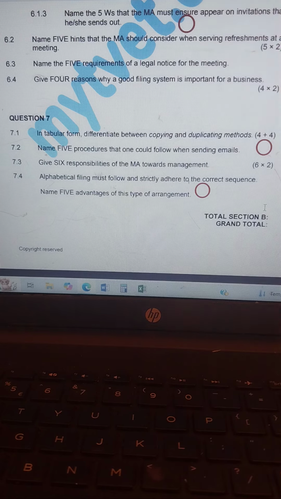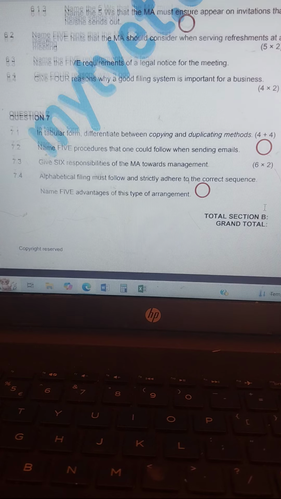Number 3, filing will help a business to be organized, systematic, efficient, and transparent. Number 4, it contributes to the establishment and standardization of policies and procedures.